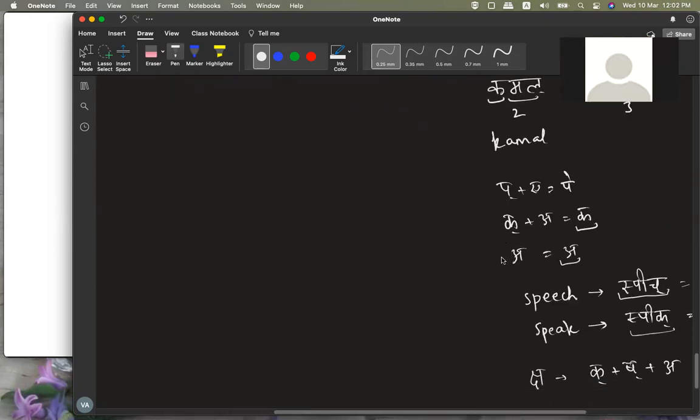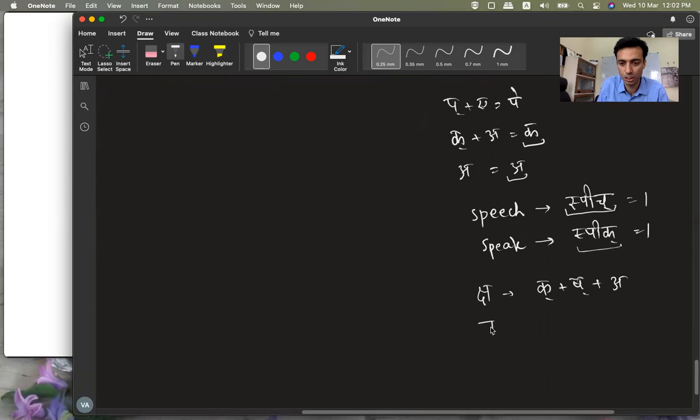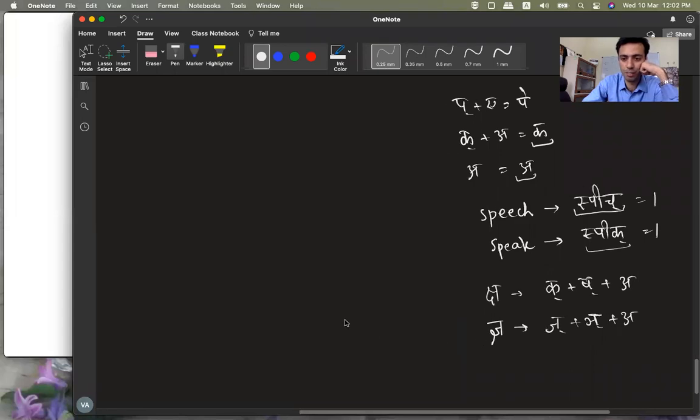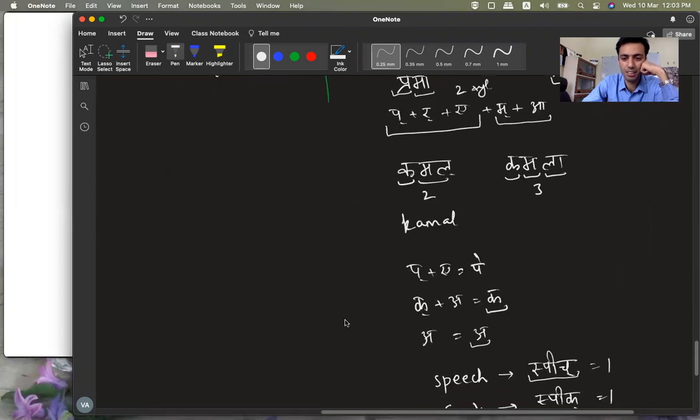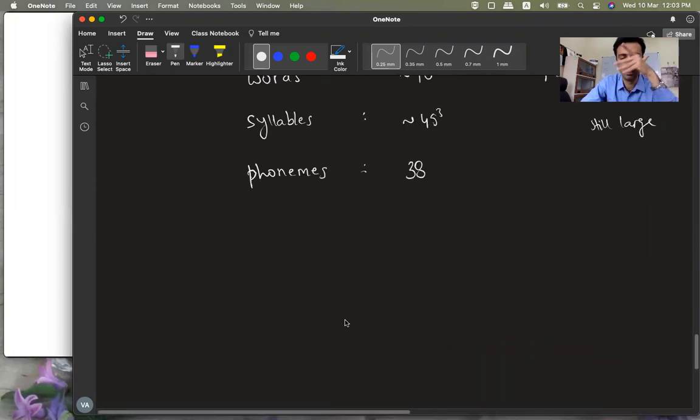Similarly, there is another letter called gya, as in gyan. This is also made up of ja and nya combined. So this is also not a phoneme. It's a cluster of different phonemes. Similarly there are many others. We can see them later.